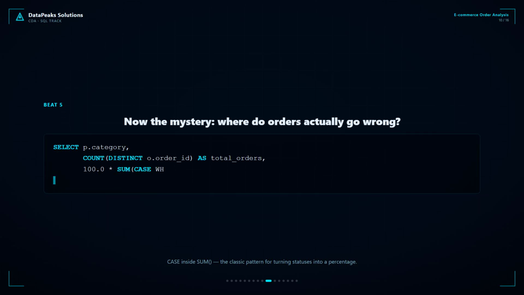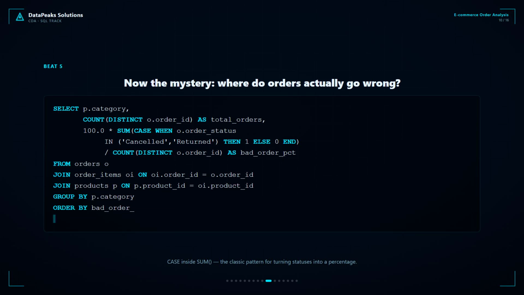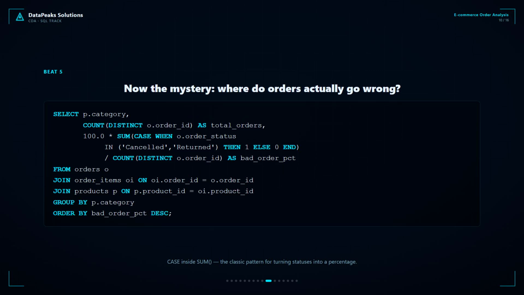Everyone celebrates revenue, but the smartest analysts ask one question: where are we losing money? This SQL query uncovers the hidden problem inside the business. We group orders by product category, count total orders, calculate canceled and returned orders using case when, and convert them into percentages. Instead of looking at sales, we're measuring failure rates.